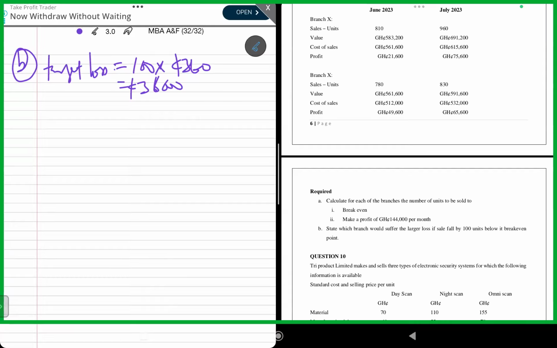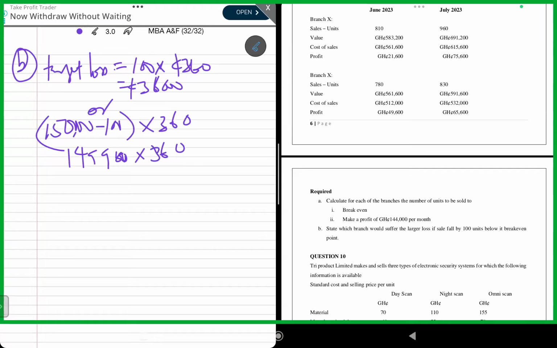Or I can say the 150,000 is what they have to sell to break even, right? Minus 100, all times the 360. That is also another method. Here, I'm finding the total units they will sell times the 360. So I'm going to have about 149,900 times 360.